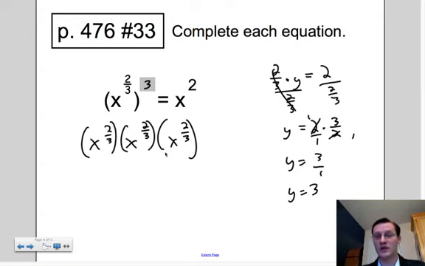So it's going to be 3. Either way you do it, but we're going to go ahead and set this precedent of Xerox. When you see this power raised right outside the parentheses, go ahead and make some Xerox copies.